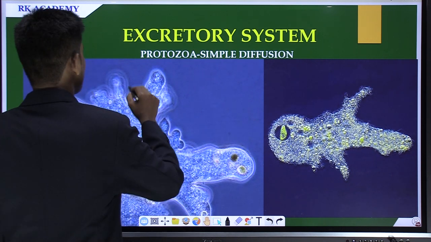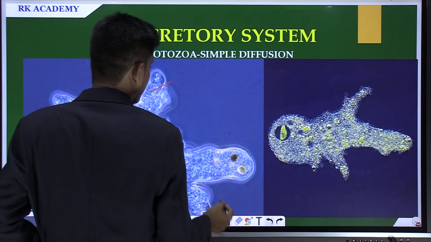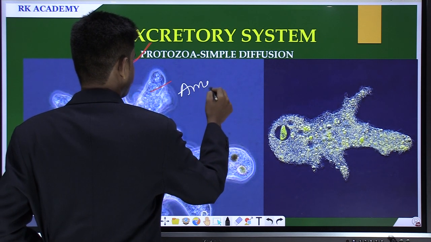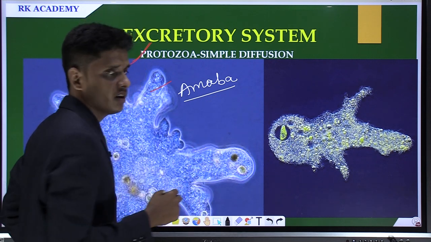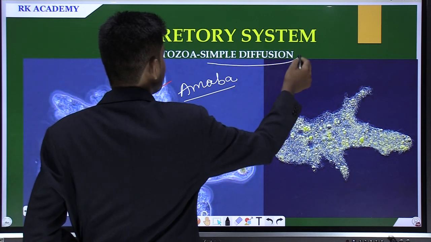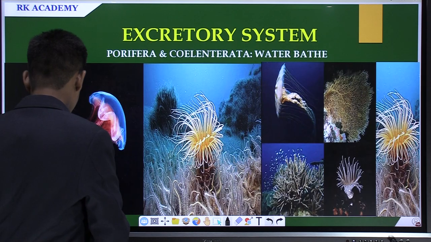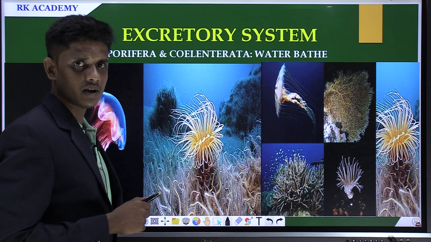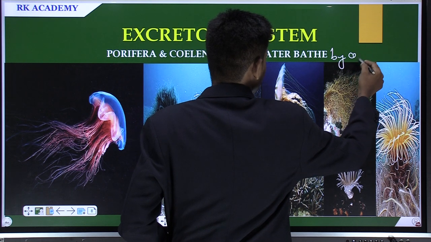And this is the protozoa. This is an example of protozoa. What does this slide indicate? It is the amoeba. This amoeba eliminates the waste material from the body through simple diffusion. And come to the next one. In the porifera and Coelenterata, the excretion is done with the help of water bath by cells.